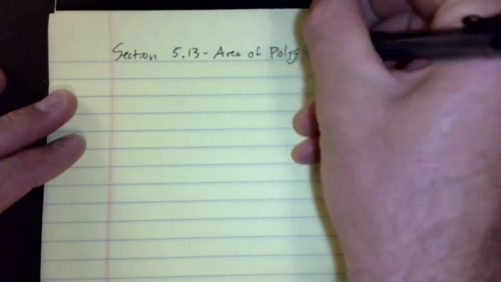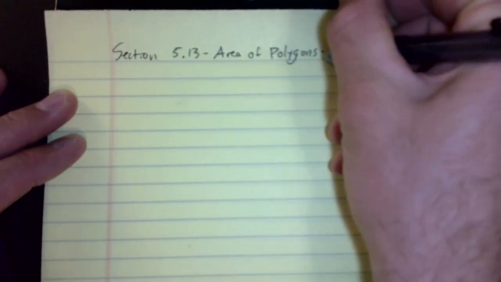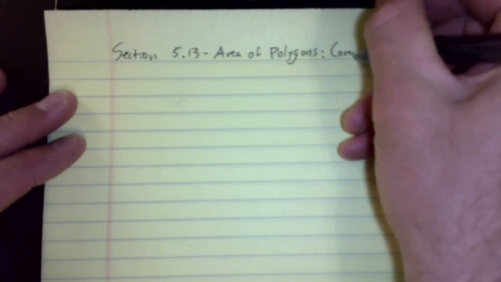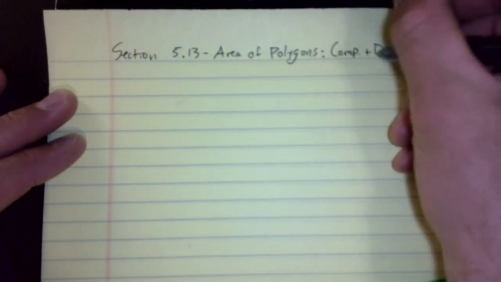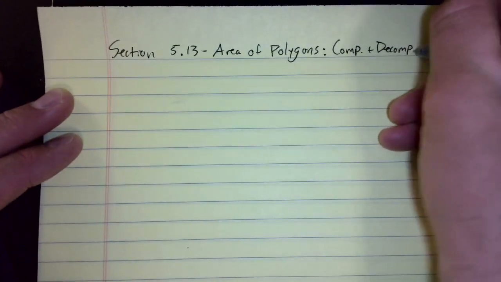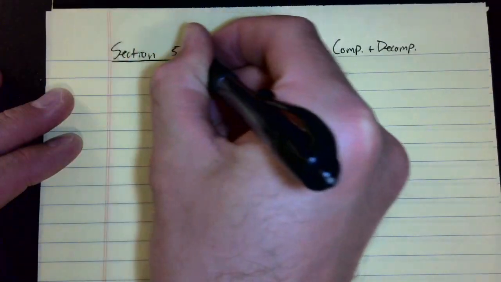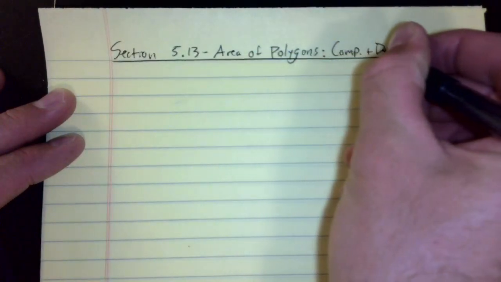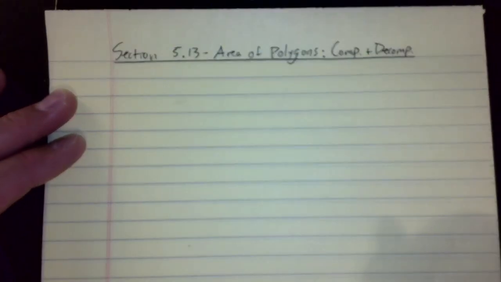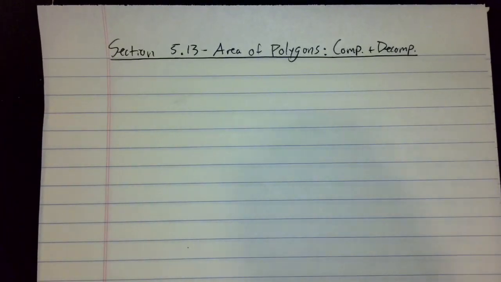All right, the title of your notes is going to be Section 5.13, Area of Polygons. And this is on the composition and decomposition of polygons.